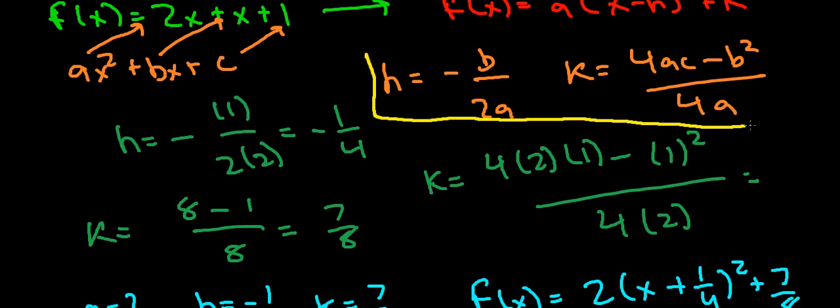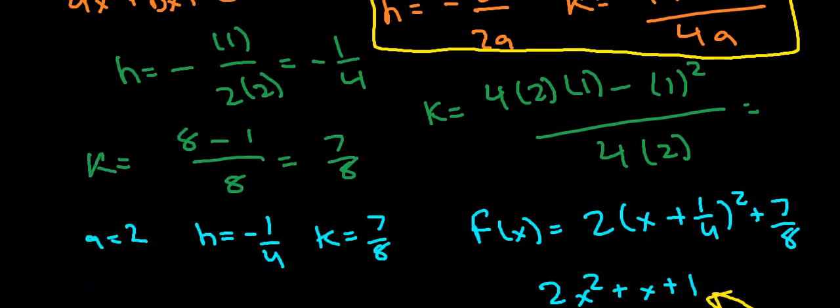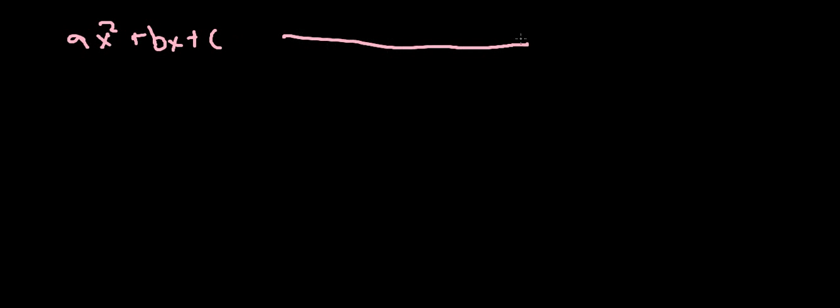Now another question might be, where do they come from? And I'll show you where they come from. They come from completing the square of our standard form. So we have a x squared plus bx plus c, and I want to get this to look like this: a times x minus h squared plus k. And like I said, what we do is we go about completing the square.